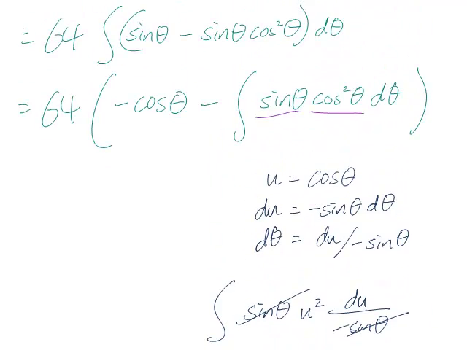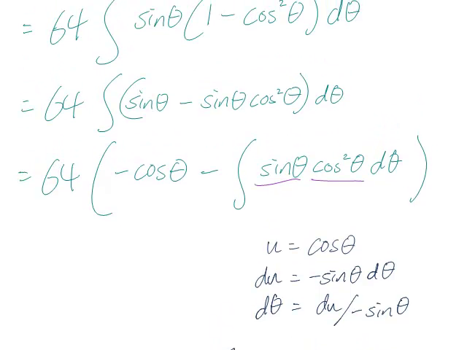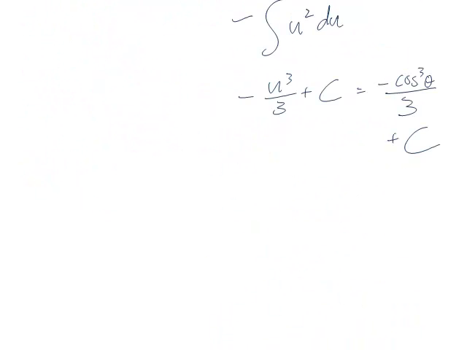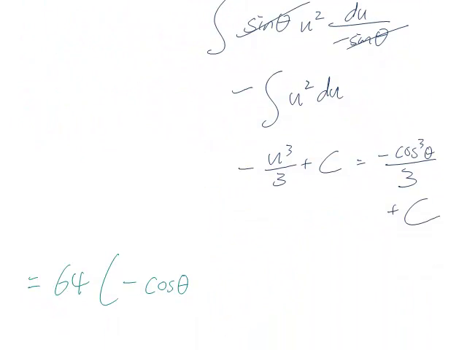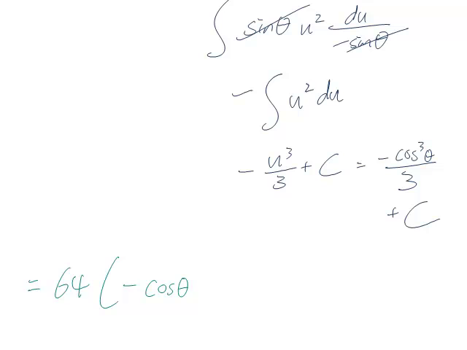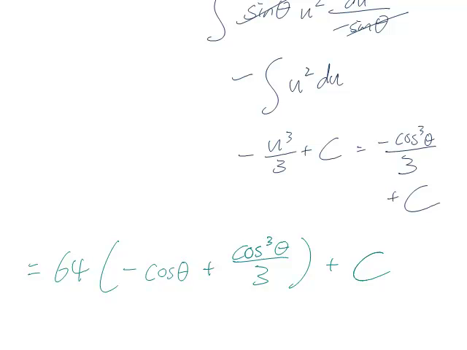And so let's put that back in the green stuff. So we have 64 times minus cosine theta, and I believe there was a minus sign there. Yep. So minus that integral. Since that integral is minus cosine cubed over 3, it's now plus cosine cubed over 3, and plus c I'll move to the end. Of course, we're not quite done yet because the integral is in terms of theta, and we want the integral in terms of x.